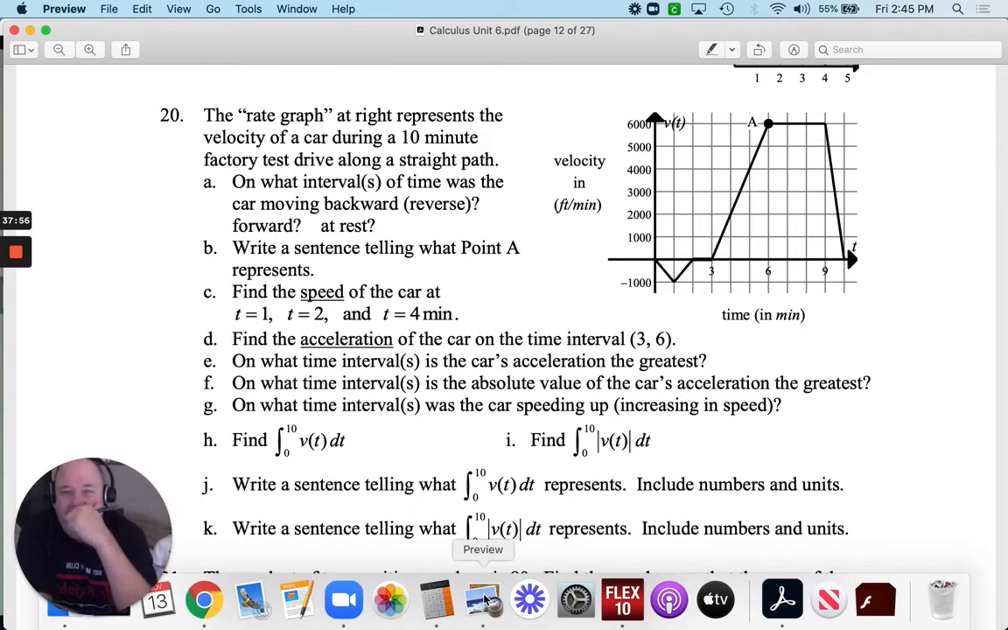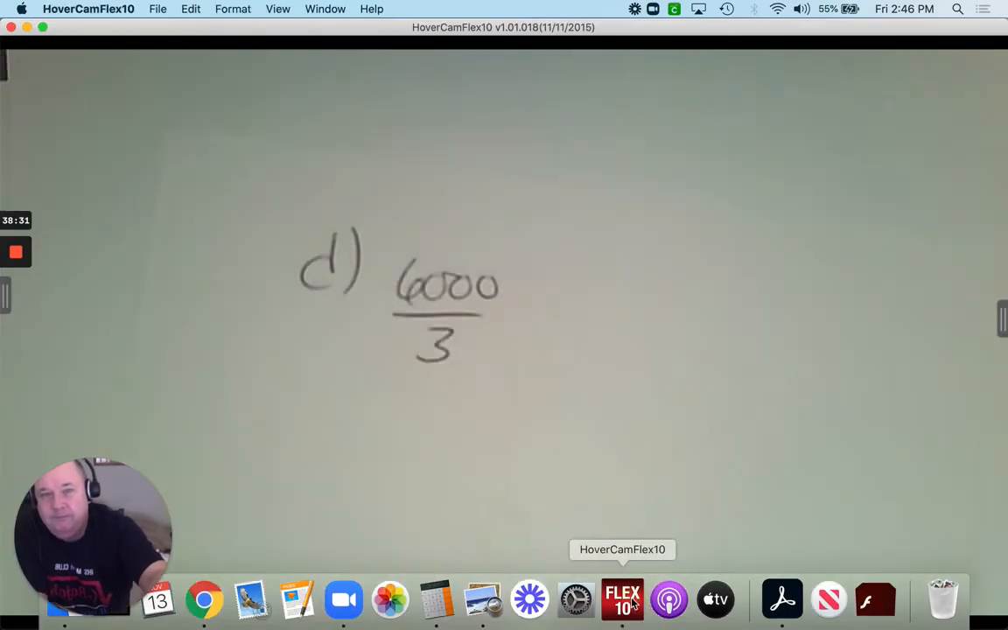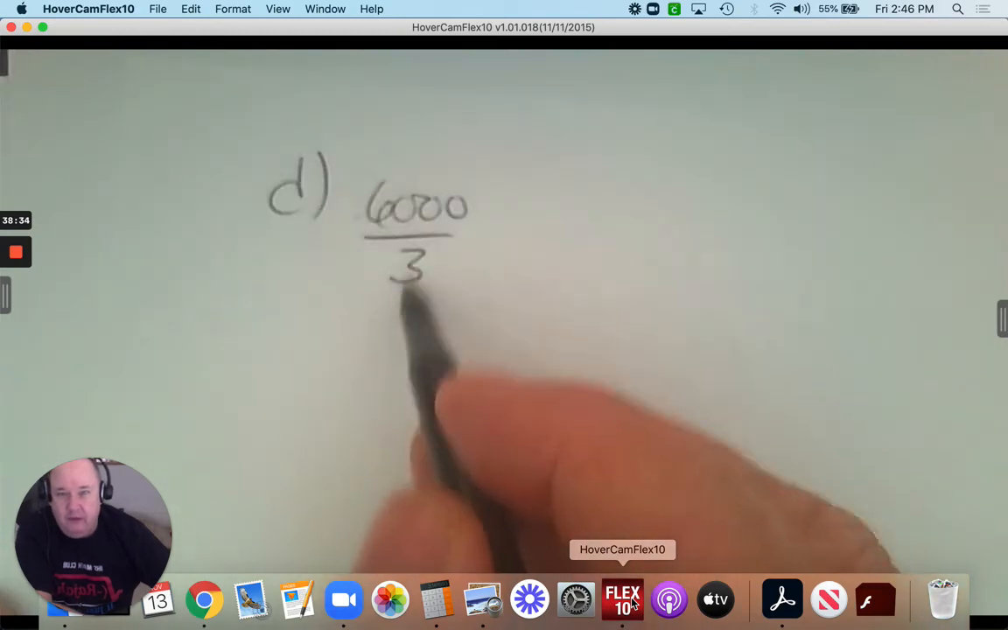Part D. Find the acceleration. That is the derivative of velocity. That's the slope. So at 3 to 6, what is the acceleration of it? Between 3 and 6, can you find the slope of that line? So rise over run, that's 6,000 over 3.